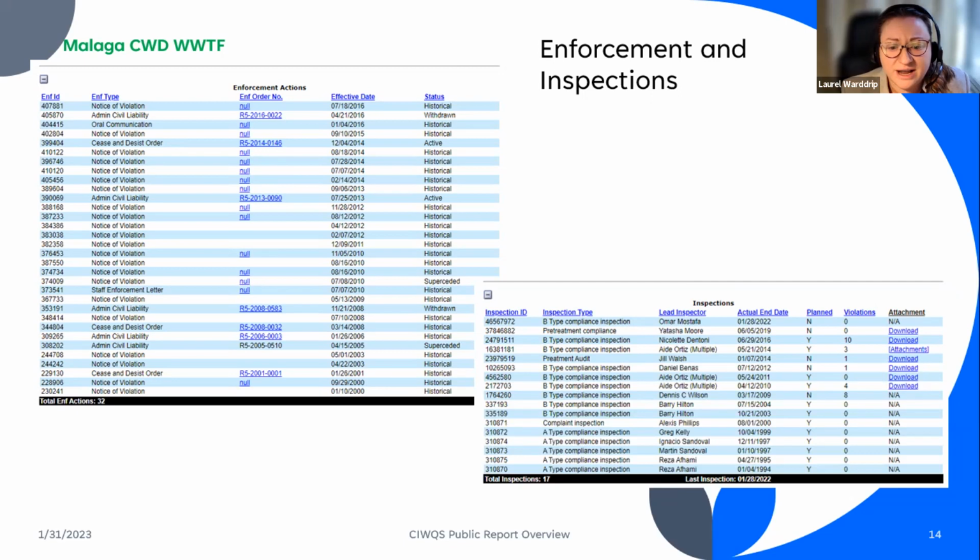So it gives you a good idea on when different enforcement actions took place, what kinds, what level of severity, how active it is, or if it was a draft or it was superseded, those kinds of statuses. And then inspections: when was it last inspected, what kind of inspection it was, and if there's any information you can glean on compliance.